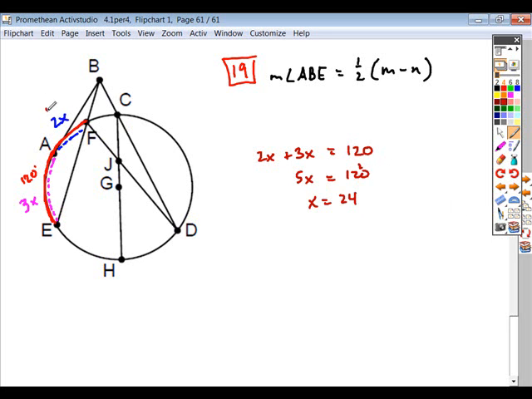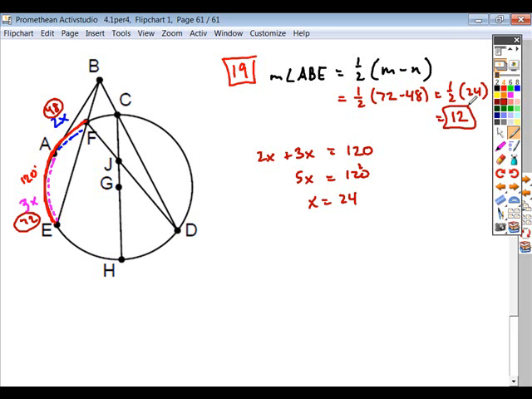2 times 24 is 48. So there's the arc measure AF. 3 times 24 is 72. There's your arc measure of EA. So you could now come back up here and substitute those in. 72 minus 48. If you perform these calculations, 72 minus 48 is 24. Half of 24 gives you 12.